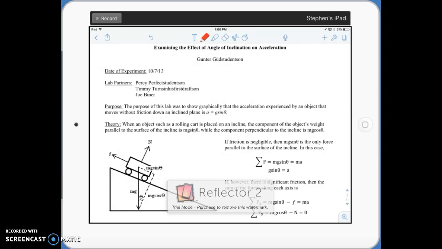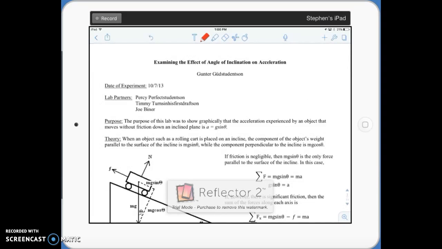All right, so if we begin looking at Gunter's paper here, Gunter has a good title. A bad title would be something like Force Lab or Rolling Things Down an Incline, right? It shouldn't just say what you did, but what the lab was really about. And so this particular lab was looking at how angle relates to acceleration. Your lab should not say something like motion lab. That is what I call it on the drive, but that is not a good title for the actual lab report. It should say a little bit more about what you actually did.